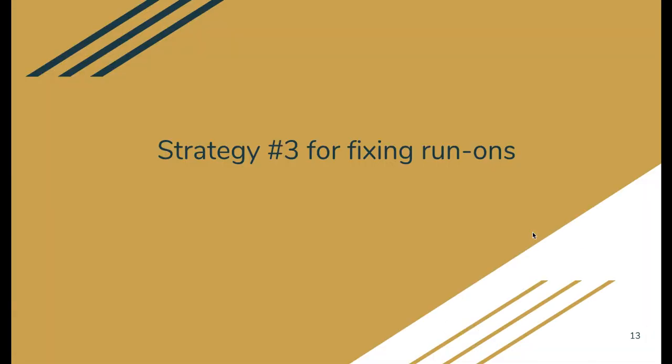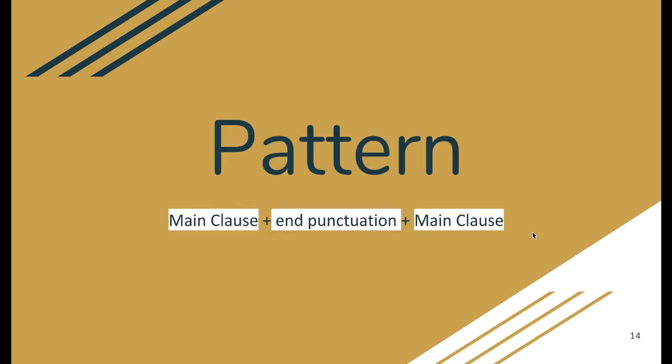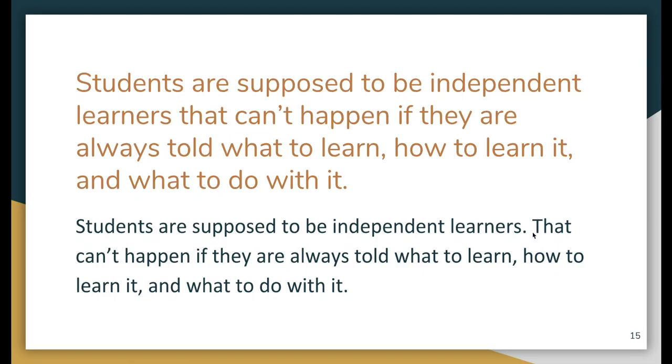All right, let's take a look at strategy number 3 for fixing run-on sentences. Make two separate sentences out of the independent clauses. For this pattern, we're going to have main clause plus end punctuation plus main clause. So for this to work, you really want to have longer sentences. If the sentences are short and you have a lot of short sentences in a row, it can make your writing seem really sing-songy or really choppy.